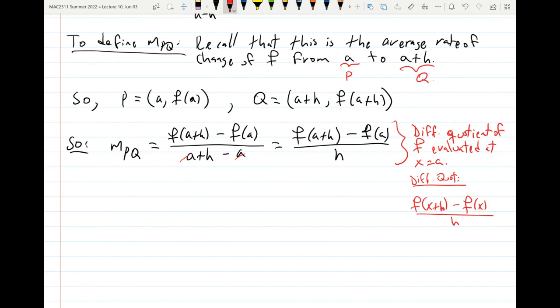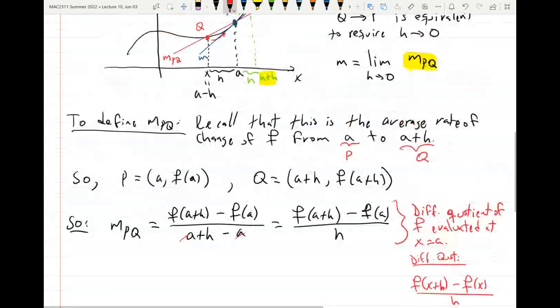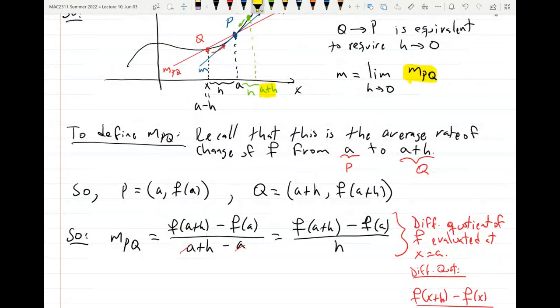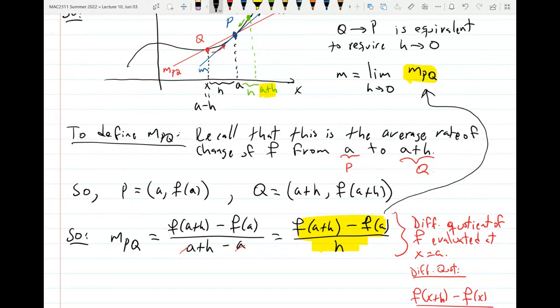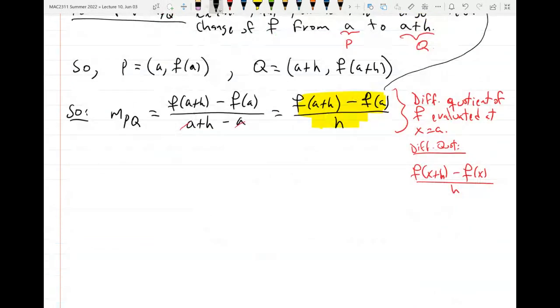Okay? The reason why you study this back in college algebra is because we need it now to make sense of this notion. So you take this expression, the difference quotient, evaluated at x equal a, and basically what it does is it gives you the slope of the secant line between the point P and the point Q, where Q is the point whose x value has a distance h from a. Okay? Well, the point is that now we have an expression that we can put in here to complete our definition.